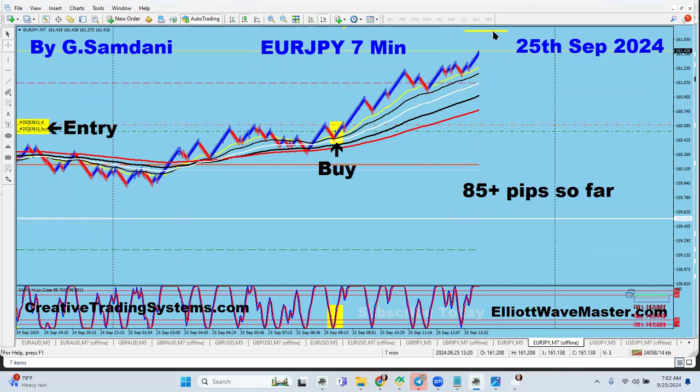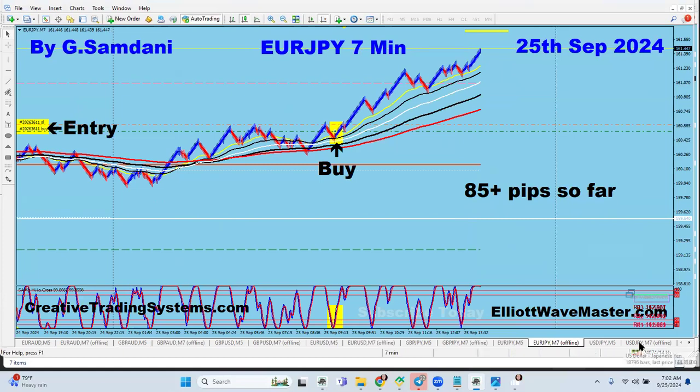Somewhere here, I'm going to close it, and that would be, let's say, a 110 pip trade, right? Not bad. See, it's bouncing, going up nicely now. So a 110 pip trade is pretty good, right?